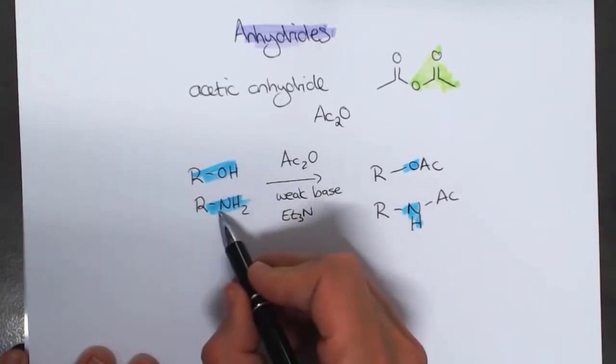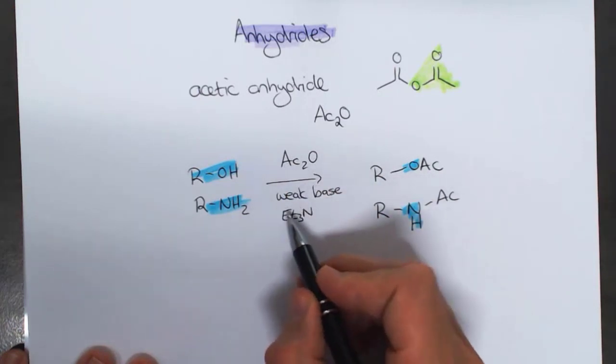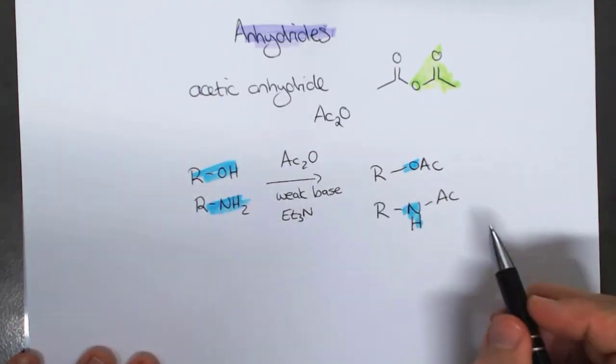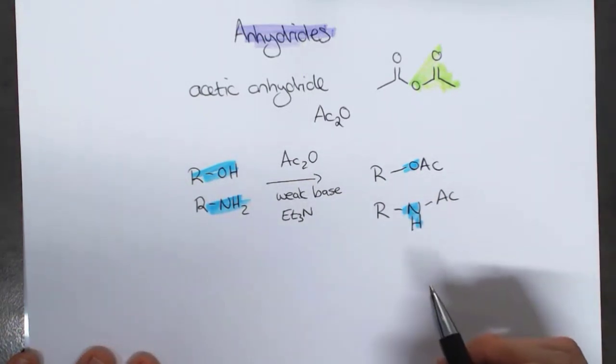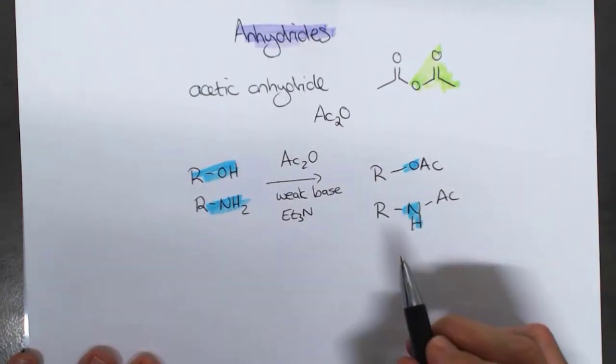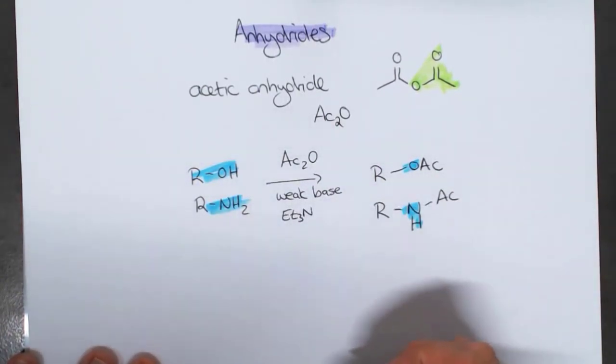And this reaction, if you take the amine and acetic anhydride in the presence of a weak base, this reaction will happen super quick at room temperature. It'll be over really, really quickly. With an alcohol, it takes a little bit slower, but actually at room temperature within a few hours, you will have this reaction occurring really nicely.